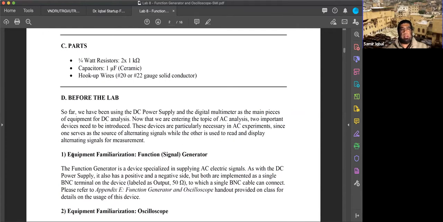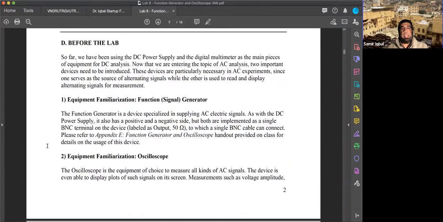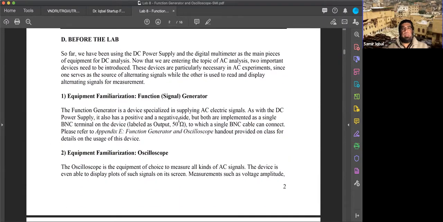So when we do AC analysis, alternating current, there are these two basic devices, function generator and oscilloscope. Everything else is there already. You have resistances, you have capacitors, you have inductors, you know them already. Now, in a function generator, we are replacing the DC power supply with the function generator. The DC power supply was giving you a continuous voltage, but now the function generator is going to give you an AC signal, right?